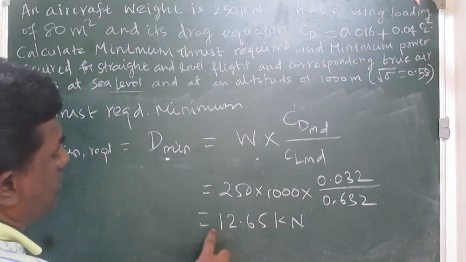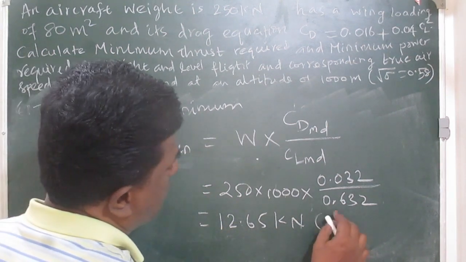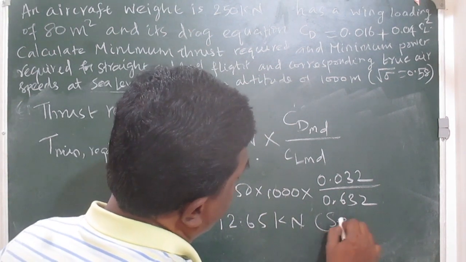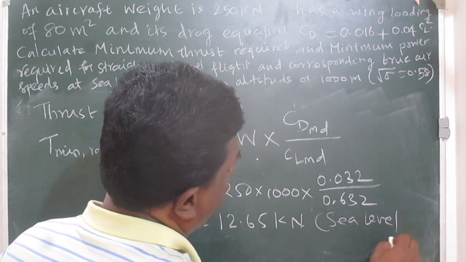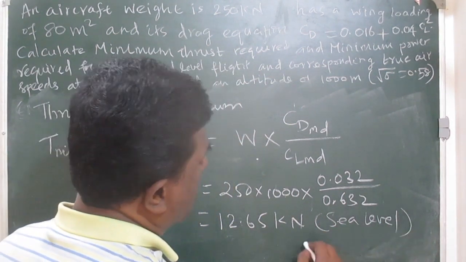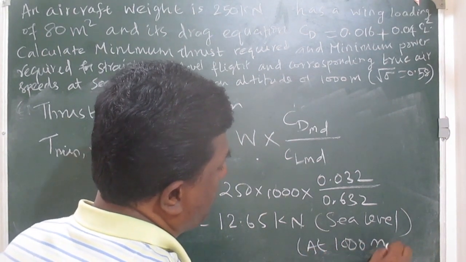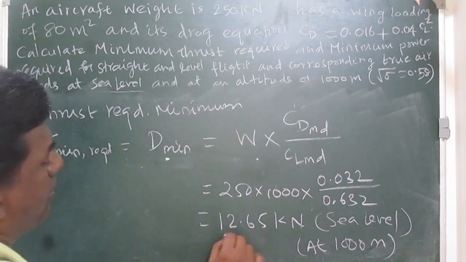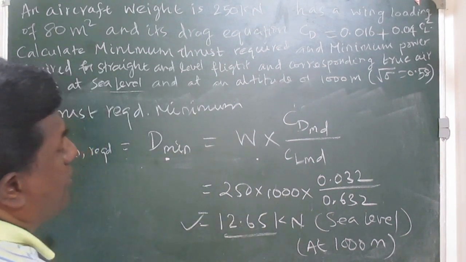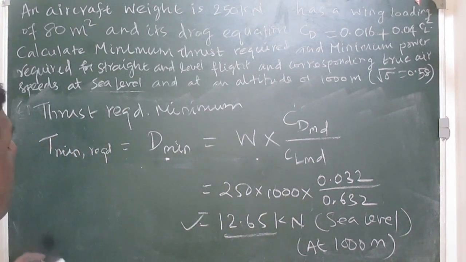So even at the sea level, and not only at sea level, also at 1000 meter altitude, the thrust required minimum is the same. This is the same value. That is what we have to understand.